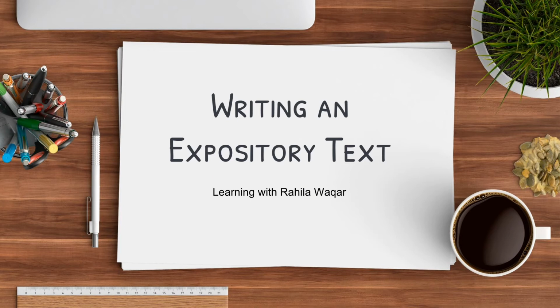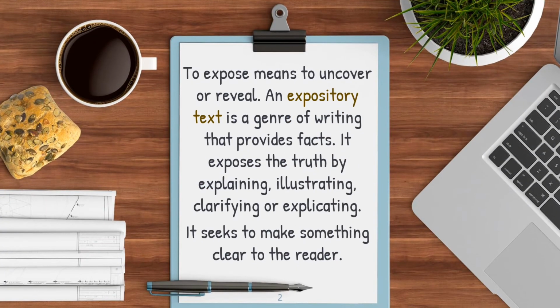Today our topic is writing an expository text. The word expository comes from expose, which means to uncover or reveal. An expository text is a genre of writing that provides facts. It exposes the truth by explaining, illustrating, clarifying, or explicating. It seeks to make something clear to the reader. So something is explained in such a way that it becomes clear to the reader.